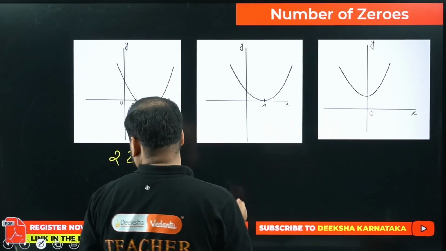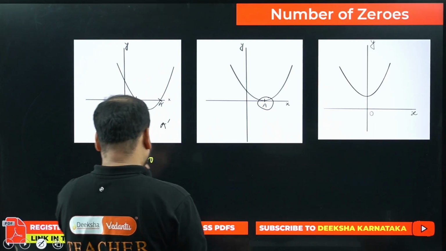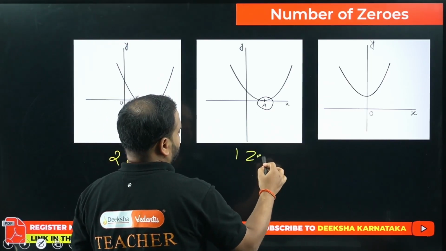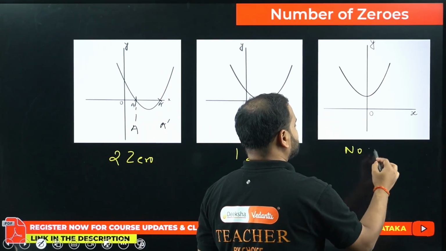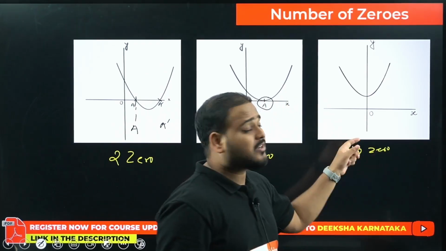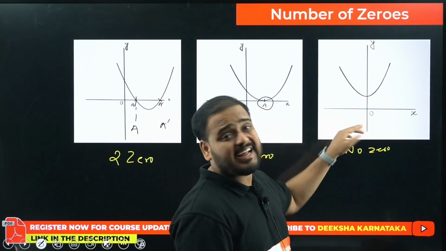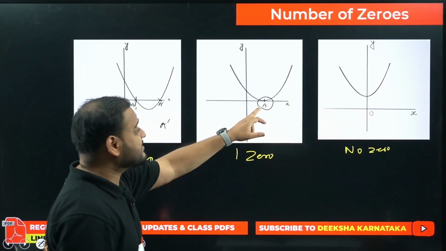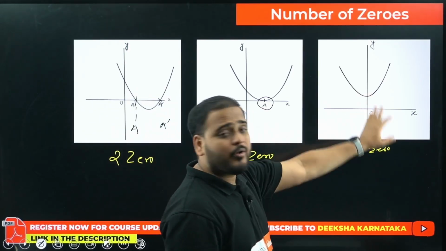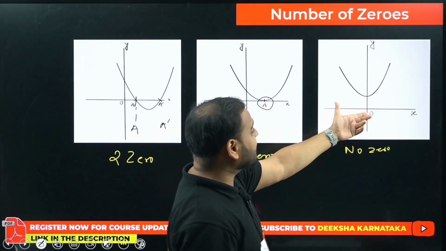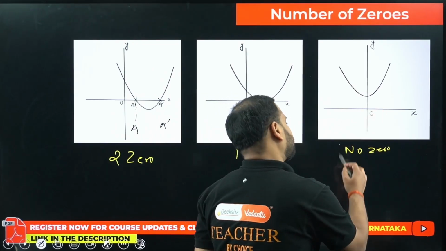Same thing over here. What do you have? You have only 1 zero. Yes or no? Only 1 zero. The last one, no zeros, sir. How come no zeros, sir? Because there is no intersection with the x-axis. This is important: the graph must cut the x-axis or touch the x-axis. Over here it is touching the x-axis, so it has only 1 zero. Over here it is not touching at all. Forget about intersection, there is no touch with the x-axis. For that reason, this curve will have no zero.